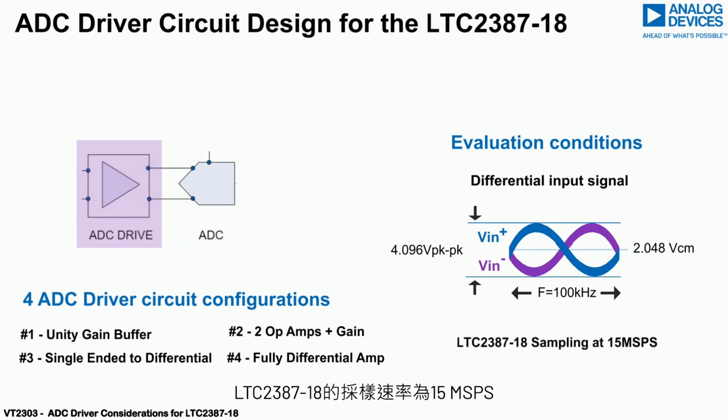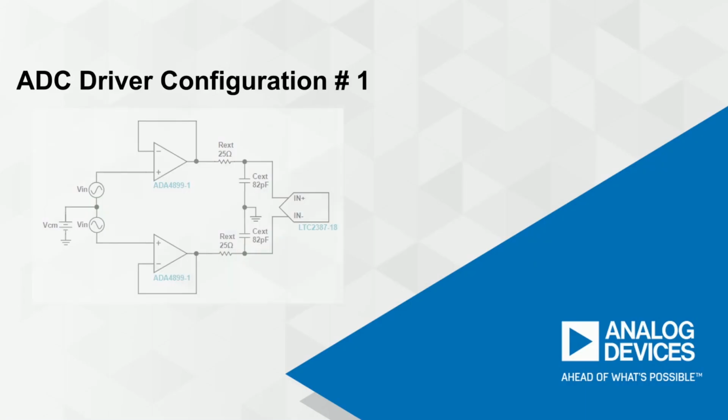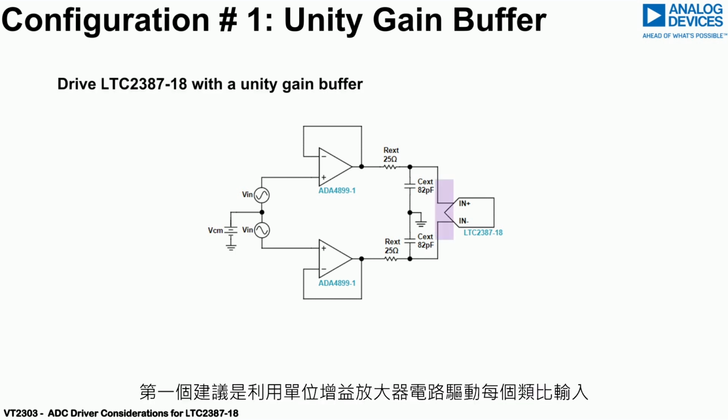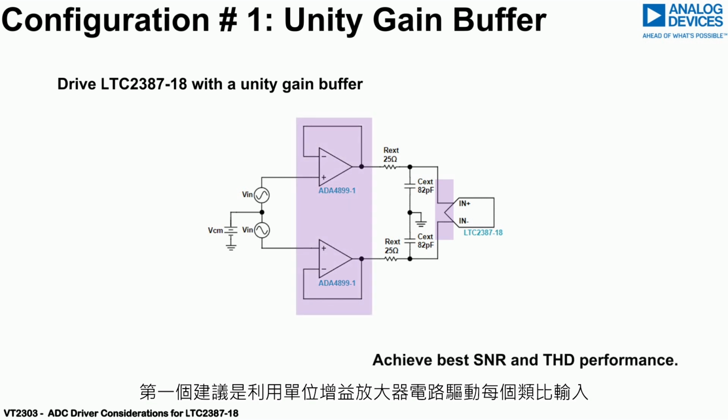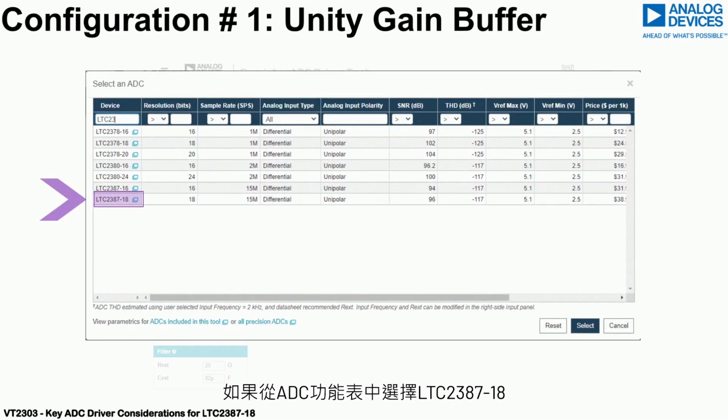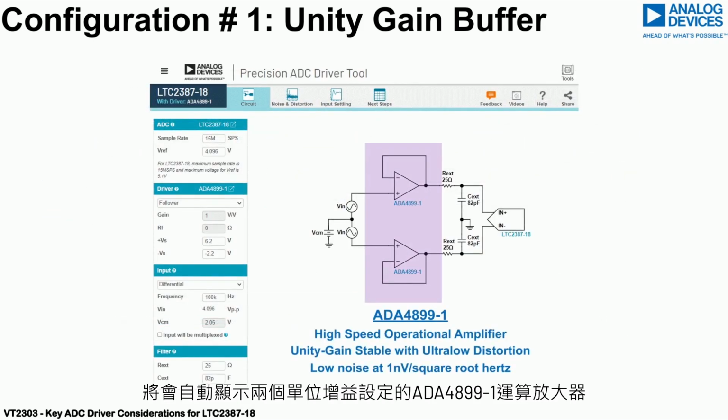With the LTC2387-18 sampling at a rate of 15 megasamples per second. To achieve the best noise and distortion performance from the LTC2387-18, the first recommendation is to drive each analog input with a unity gain amplifier circuit. Selecting the LTC2387-18 from the ADC menu automatically shows 2 ADA4899-1 op-amps configured in unity gain.